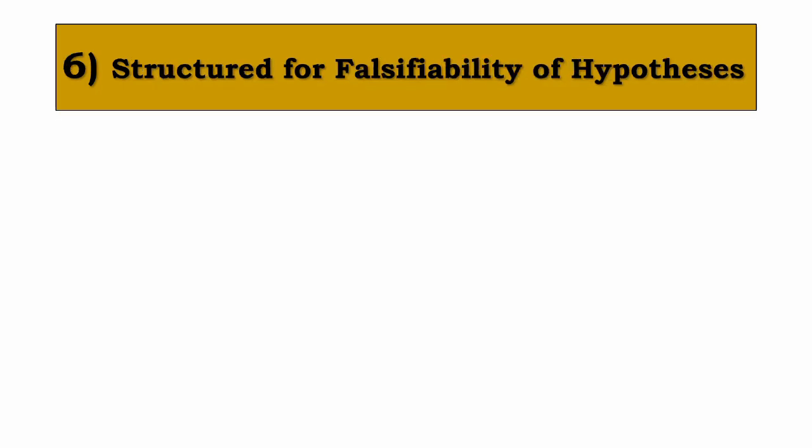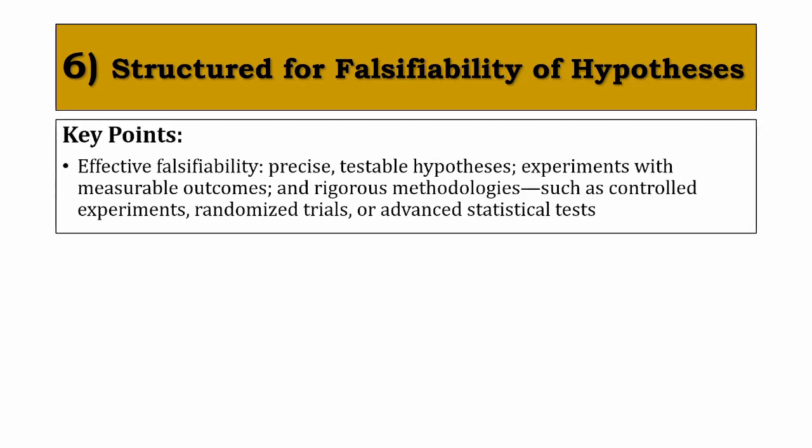Okay, number 6. Gold standard science is structured for falsifiability of hypotheses. So key point is for effective falsifiability, studies need to have precise testable hypotheses, experiments with measurable outcomes, and rigorous methodologies. Examples of rigorous methodologies are controlled experiments, randomized trials, or advanced statistical tests. Really, the idea is if you can't falsify your hypothesis, you're probably not doing good science or even, in fact, science at all.